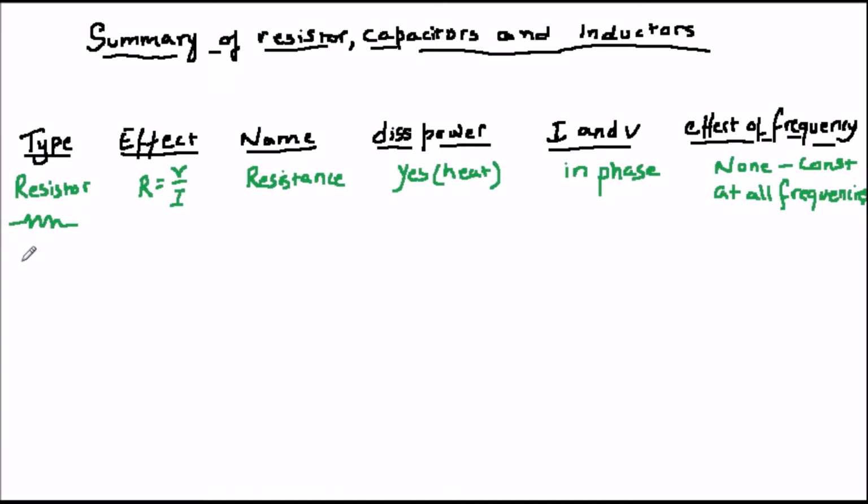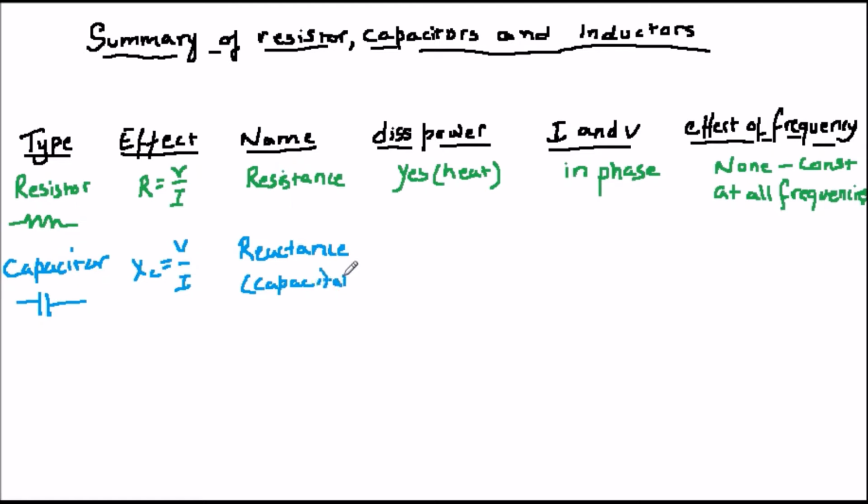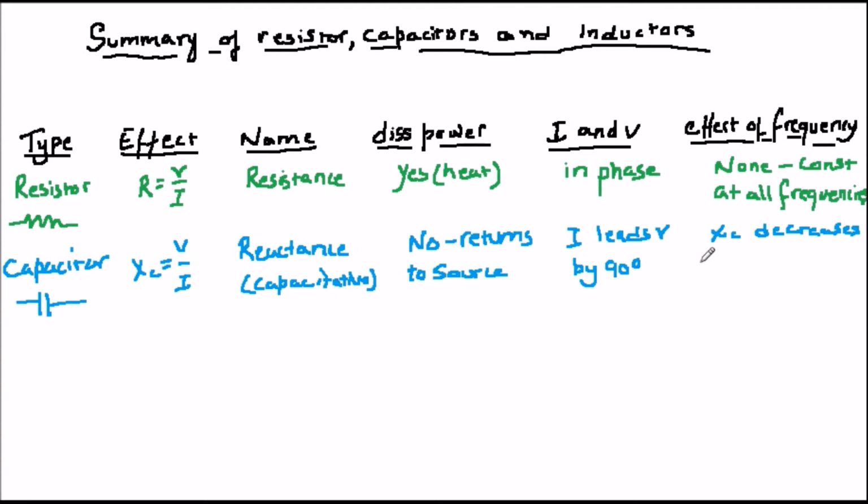The capacitor doesn't dissipate energy, it returns it to the source. It holds the energy as an electric charge on its plates. I leads V in the capacitor by 90 degrees, but the most important thing about it is that its reactance decreases with frequency. So the higher the frequency, the less and less it opposes the flow of current.